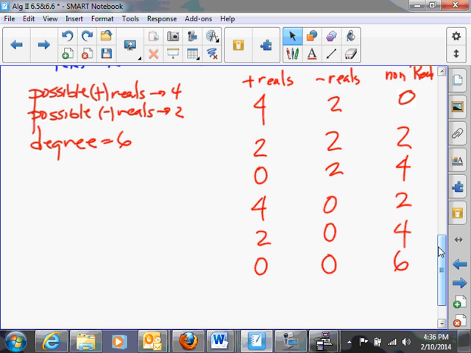Now, this chart right here shows all the different possibilities that René Descartes' rule of signs gives us for that particular polynomial. Now, as you can see, it tells us the possibilities, but it doesn't really tell us in this particular case exactly what we are going to have. Okay.